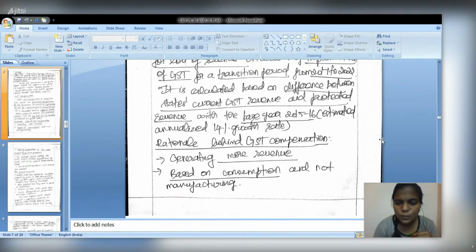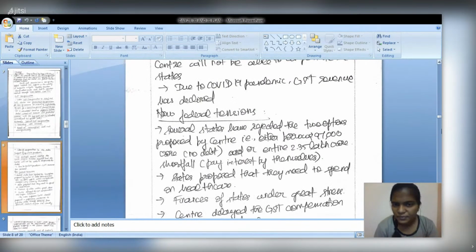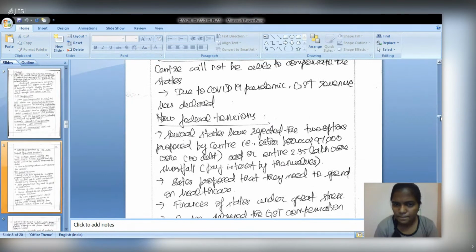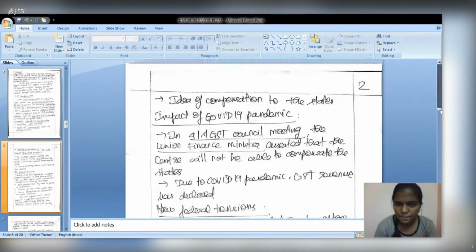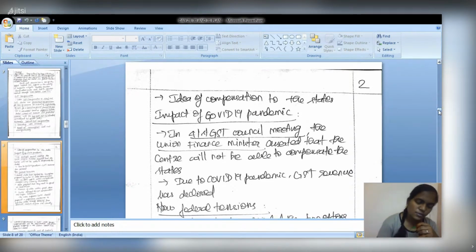Okay, so based on consumption, we have made this GST compensation, because we know GST is not based on manufacturing, it is based on consumption. And next, delivering the idea of compensation to the states. So these are all the rationale behind the GST. You can also add more points based upon your opinion on reading the PRS, on reading from the PRS website.